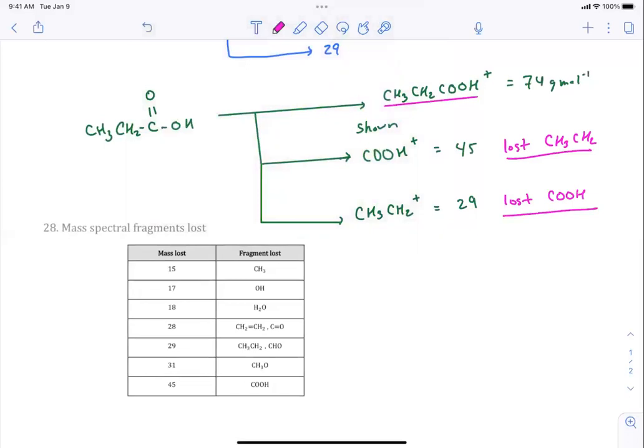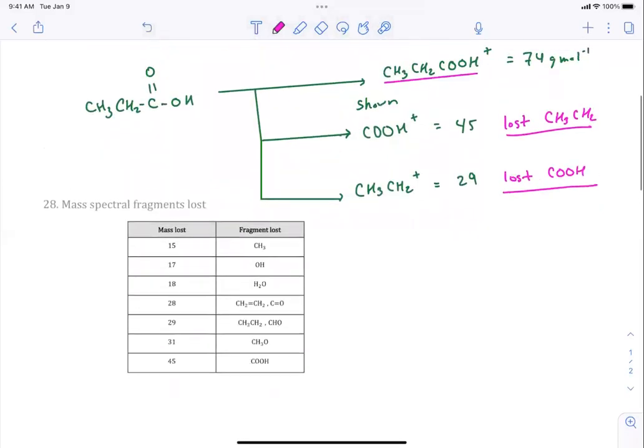Yeah, so the mass is going to be on the x-axis. So when you see this, sorry, give me a second to write this stuff.